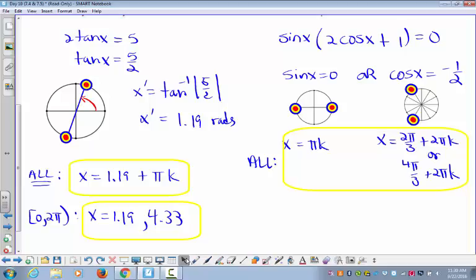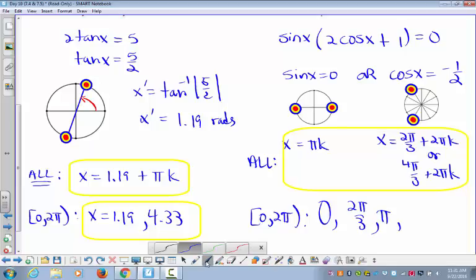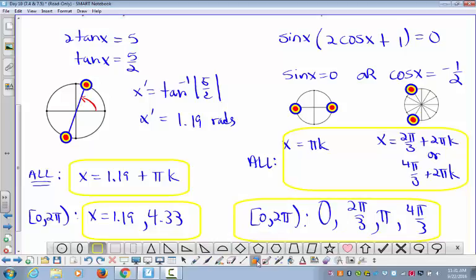Now, if they say between 0 and 2 pi, we do this. So between 0 and 2 pi, certainly 0. Certainly pi, and if we want to do them in order, if you're really on top of it, you can see the order: that's 2 pi over 3, and then that's pi, and then that's 4 pi over 3. So those would be the solutions between 0 and 2 pi. Do you see why we don't put 2 pi on there? We have a parenthesis on the edge here, so we don't include 2 pi. Right? So that is 0. That's not 2 pi. And those would be our restricted solutions.